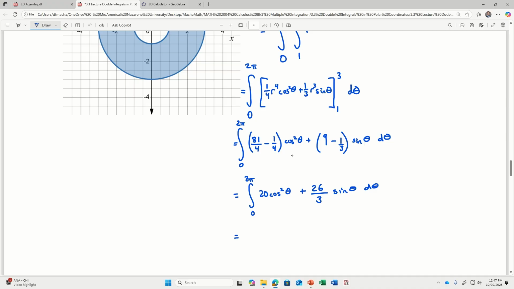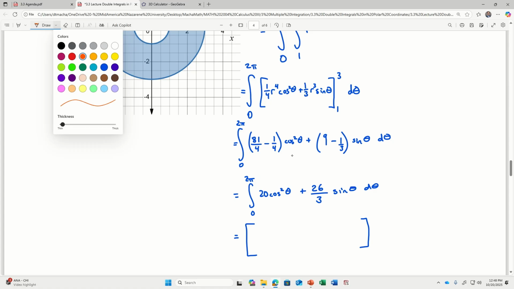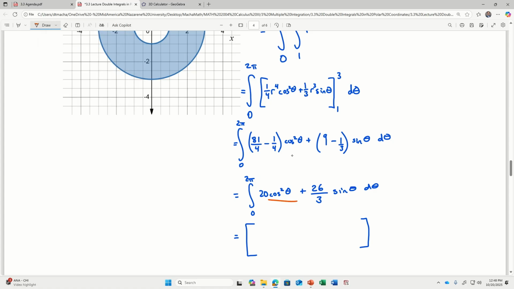So now we have to take that antiderivative with respect to theta, and to take the antiderivative of cosine squared, we ought to rewrite this as 1/2 times 1 plus cosine of 2 theta. That's right, right?